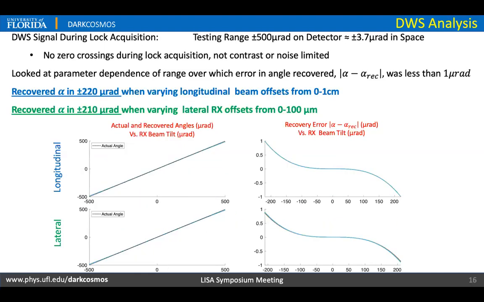Using calibrated central DWS slopes, we see we were able to recover the angle to within a microradian of the correct beam angle for beam tilts within plus or minus 220 microradians when longitudinal offsets were present, and to within 210 microradians when lateral misalignments were present. Below are graphs of the recovered and true tilt angles, as well as the error in our recovery, all in microradians, as a function of beam tilt in microradians. Differences are only noticeable at the most extreme angles.